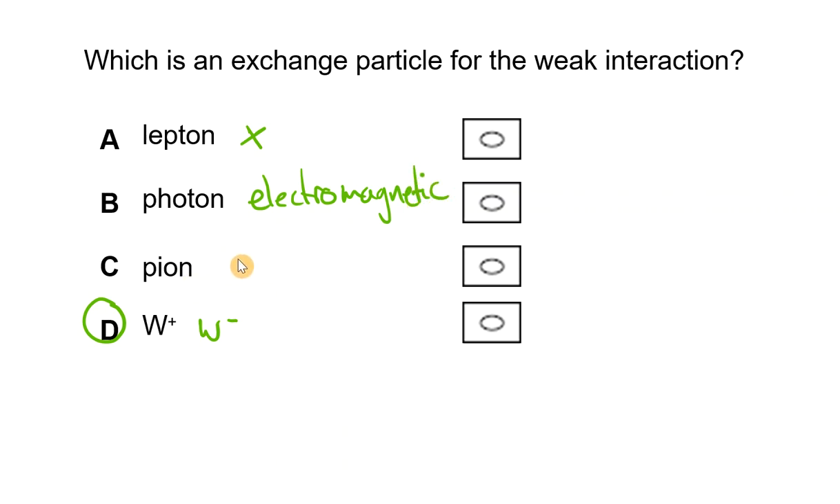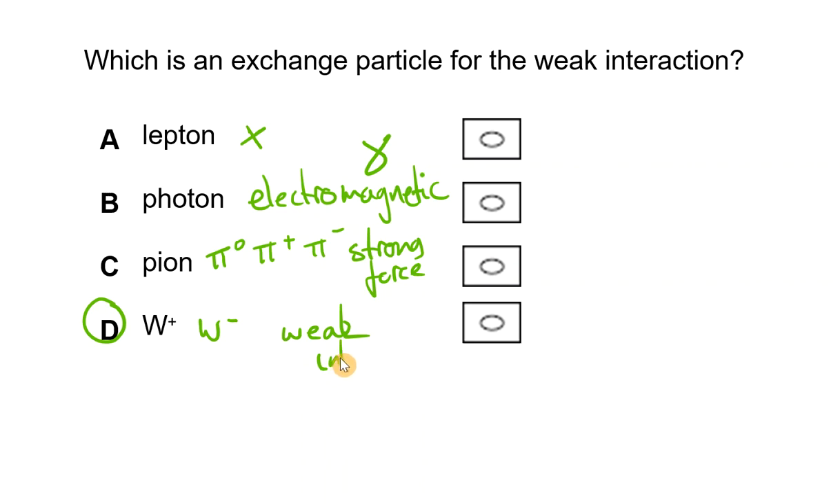And pions, you can have three pions. So let's put the symbol for a photon. It's that gamma symbol. For a pion or a pi meson, there are three pions. There's a pi 0, a pi plus, and a pi minus. All of those are pions, and they carry the strong force. And finally, there's W plus and W minus, W bosons, and they carry the weak force or weak interaction. So it's that one there.